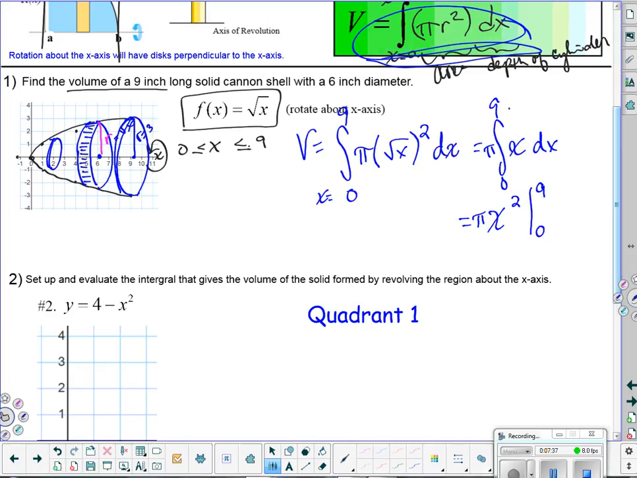Divide by 2. Yes. So x squared divided by 2, and then multiply by that pi from 0 to 9. Throw in 9, and we're going to have 81 halves times pi minus 0. So our answer is 81 pi over 2. And units, what would your units be? Centimeters or inches cubed, yep.